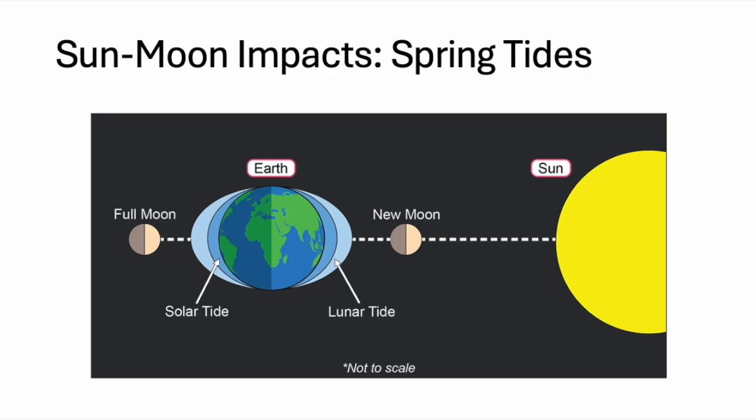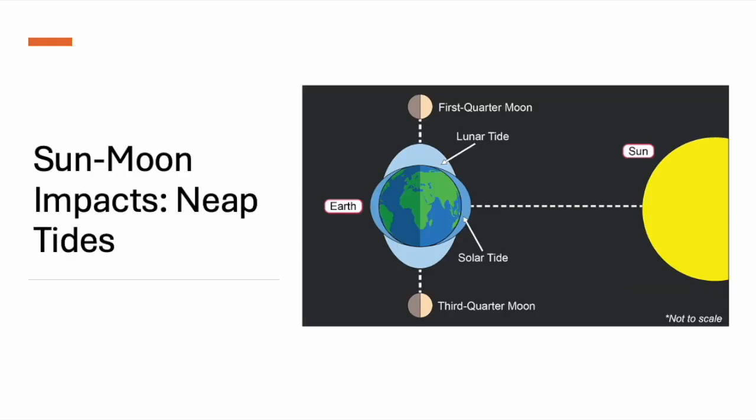When the sun and the moon are at right angles to each other and the Earth, the difference between the high and low tides is smaller than the spring tides. These tides are called neap tides. The moon also plays a role in eclipses.